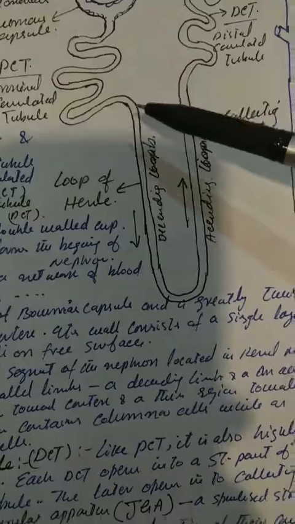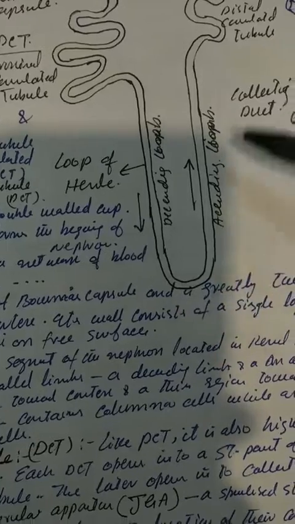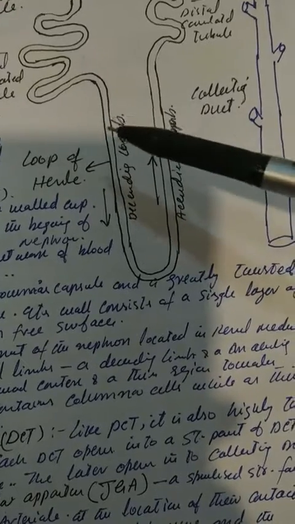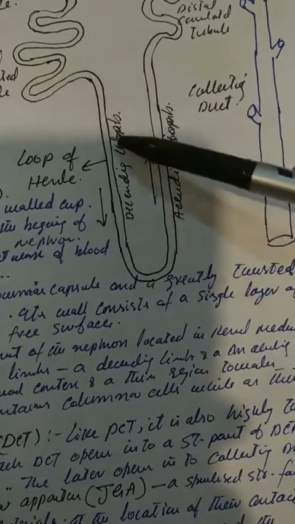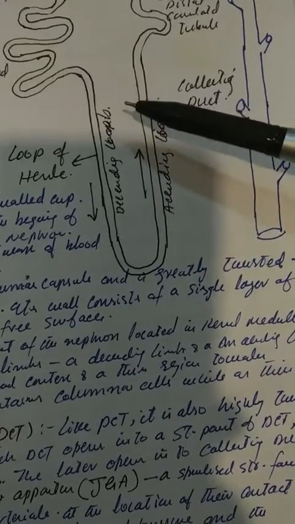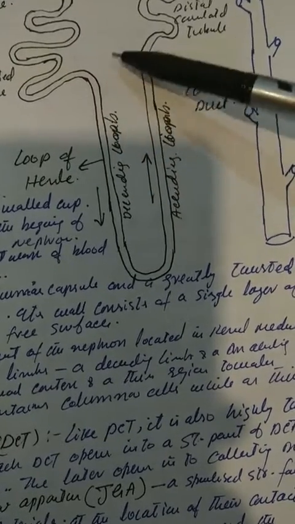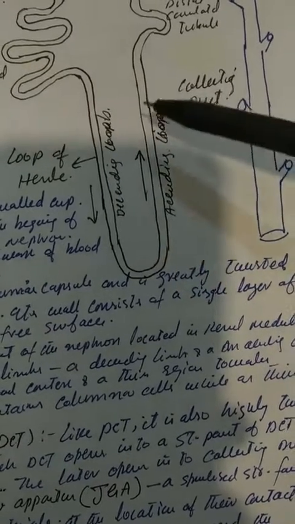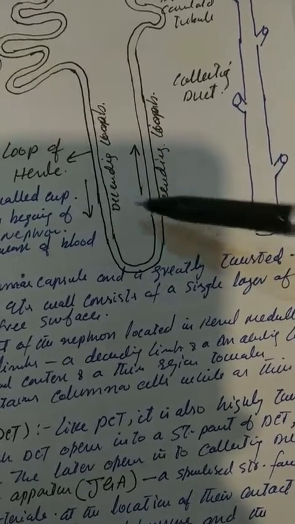The next part, as you can see, is the loop of Henle. Loop of Henle is a U-shaped segment of the nephron located in the renal medulla. It consists of 2 straight parallel limbs. First is the descending limb, and then this is the ascending limb. Each limb has a thick region towards the cortex end and a thin region towards the medulla end. The thick region contains columnar cells, while the thin region is lined by flat cells.